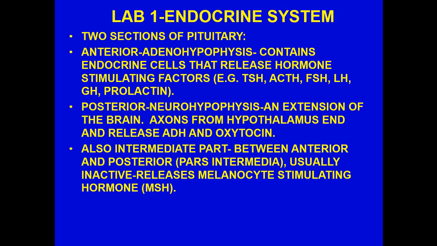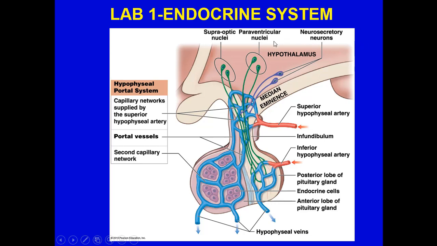The posterior part of the pituitary, the posterior lobe, is referred to also as the neurohypophysis. This is an extension of the brain. The axons from the hypothalamus end and release ADH and oxytocin at this particular structure. Also, there's an intermediate little strip of tissue called the intermediate part, also referred to as the pars intermedia. It's between the anterior and the posterior lobe. Usually it's inactive, but it has the capability to release melanocyte stimulating hormone, MSH, and that is extremely important in a few unique cases.